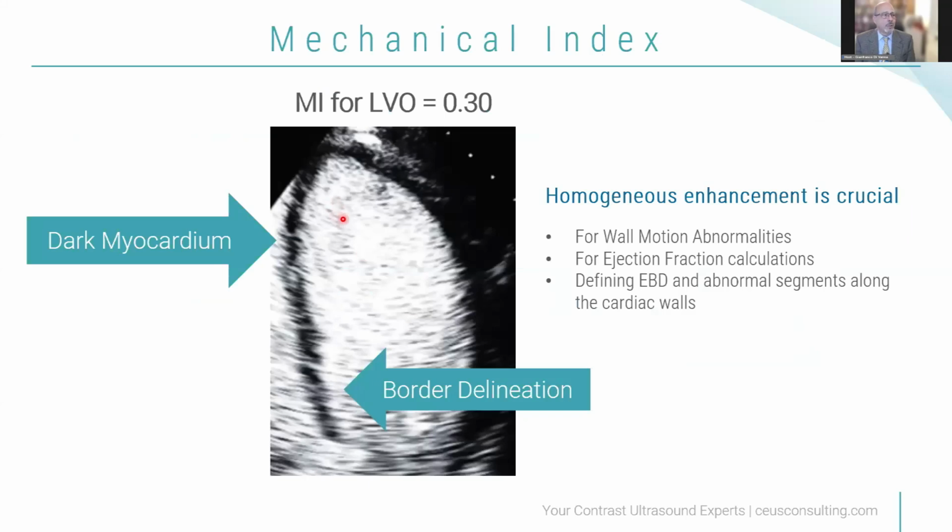Okay. Normally in LVO, you see an MI of 0.3. That is quite high, but remember in the chart, it is still within the range of low MI. This is done because you want to have a big difference between the myocardium and the cavity, so the bubbles get compressed completely and then disappear from the myocardium. And that allows you to do wall motion or abnormalities, ejection fraction calculations, and everything else.